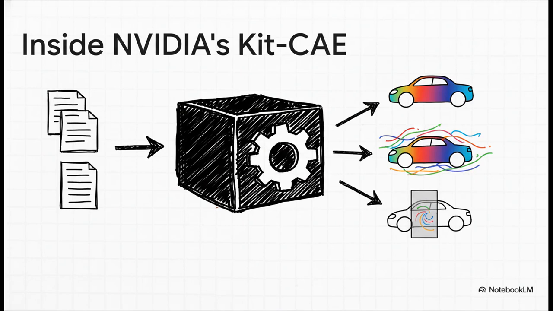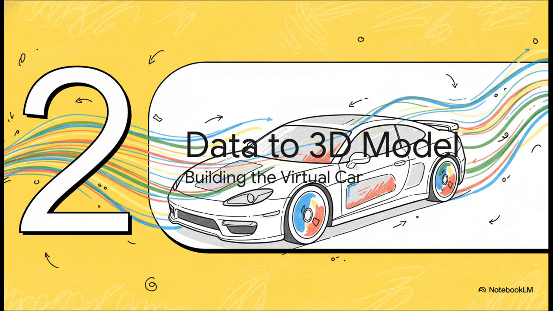Let's get specific and look at one tool, NVIDIA's Kit CAE, to see how this actually works. At its core, it's a powerful visualizer. It takes the raw output from those physics simulations, which are just massive files full of numbers, and it transforms them into these interactive 3D models that an engineer can spin around, slice into, and really truly investigate. So, how does it really work, step by step? Well, let's follow the process.